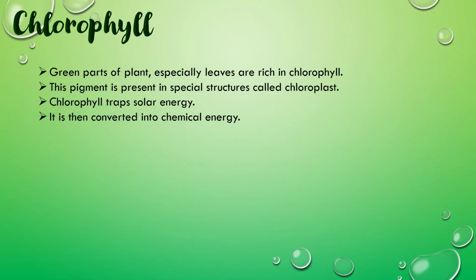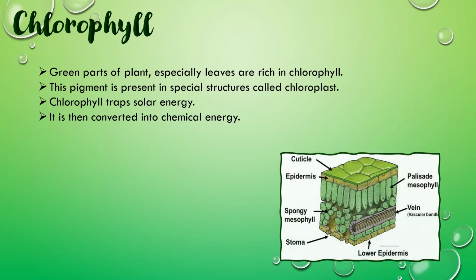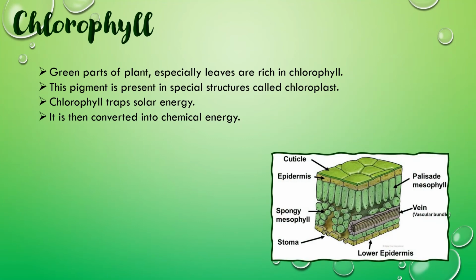As said before, chlorophyll is a pigment which is present in green parts of the plant, especially the leaf. It is present in special structures called chloroplasts. Chlorophyll's activity is to trap the solar energy. The solar energy is then converted into chemical energy and so on. So this is the cross section of the leaf.